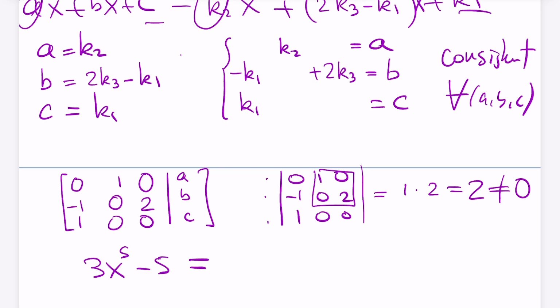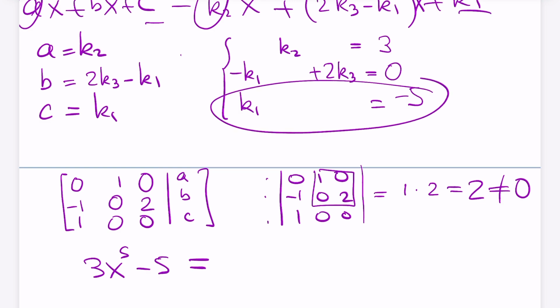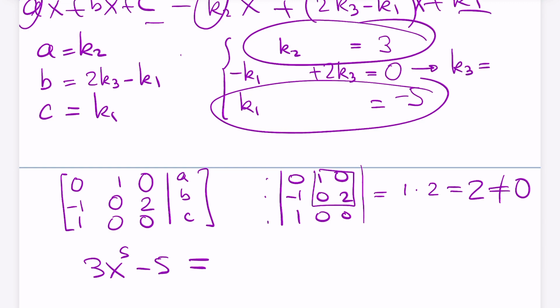So our system will be just the same, but here we are going to put these numbers, 3, 0, minus 5. And as we know that this was consistent for all a, b, c, it's going to be consistent in particular for this one. So from here we can find the solution directly. We have the solution of k1 and k2 directly, and from here we get that k3 is equal to k1 divided by 2. So k3 is equal to minus 5 over 2.